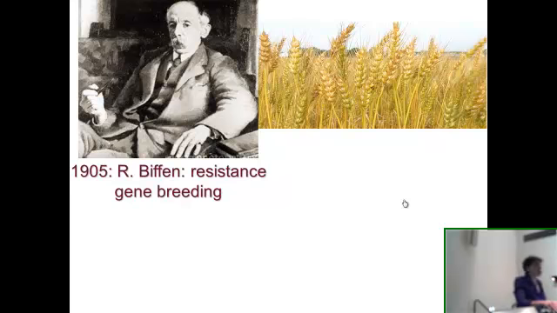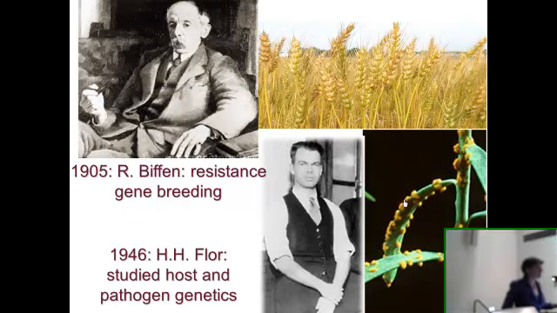In 1905, Rowland Biffen, a British geneticist, showed that genes can be moved between different varieties. And in particular, he showed that resistance could be moved from a wheat variety that was resistant to another variety that was susceptible. Today, virtually everything we eat carries resistance genes. And H.H. Flor in 1946 began to study both the host genetics and the pathogen genetics, and this work inspired a whole new generation of plant pathologists.